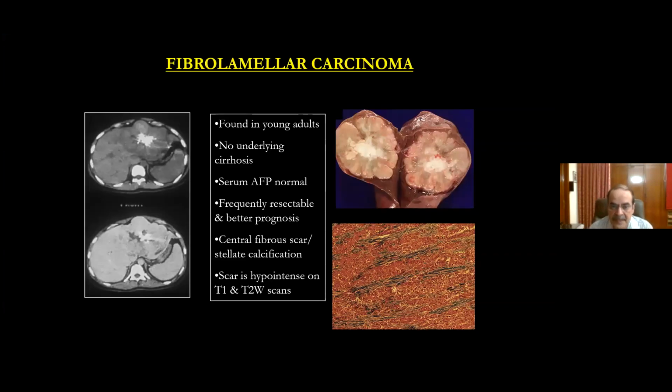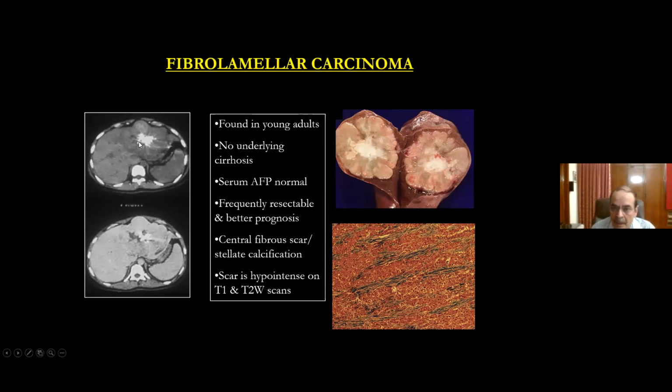Fibrolamellar HCC occurs in young adults, occurs in a non-cirrhotic liver. The serum alpha-fetoprotein, which is a good marker for HCC, is normal in fibrolamellar HCC. They are associated with a better prognosis. The hallmark is again the presence of a scar. That scar may show calcification.